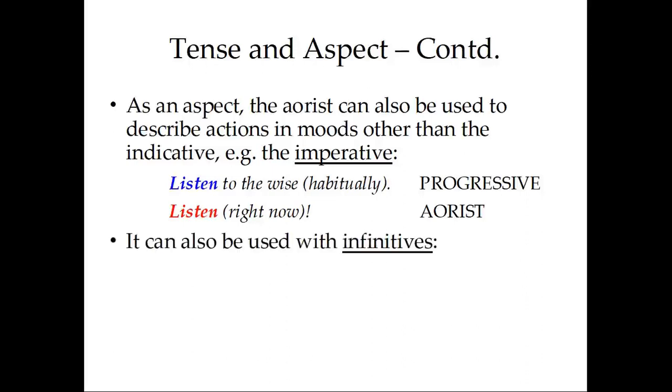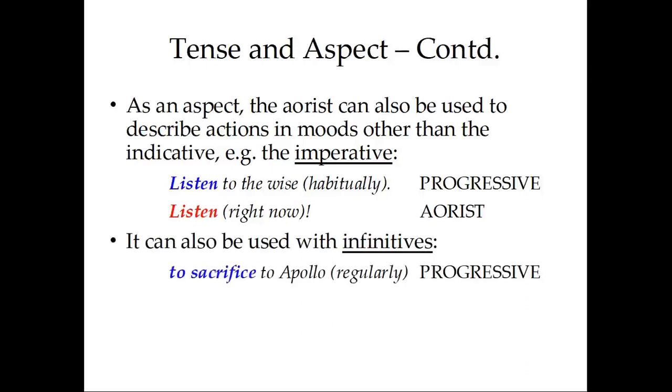The aorist is also seen and used with infinitives. For instance, to sacrifice to Apollo on a regular basis, you'd use just the normal infinitive we've used and seen so far, the present infinitive. This would be the progressive aspect. But if you wanted to talk about to sacrifice to Apollo right now, here and now, once maybe, on the spot, you would use the aorist infinitive. It would be a different aspect to present the infinitive, the action of the infinitive under.